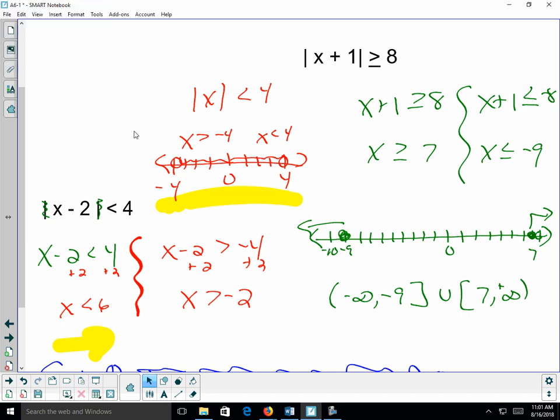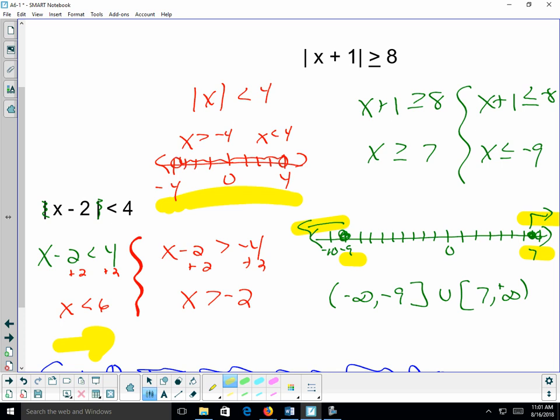This one is saying that the distance from x plus 1 to 0 is greater than 8, so it's the outside part. When you think about this, you're going to have two parts of the graph. You're looking at the parts that go outside of that distance. So I get 7 and -9 as my boundary points. Here's my -9, here's my 7. Closed circles on both, area on the outside.